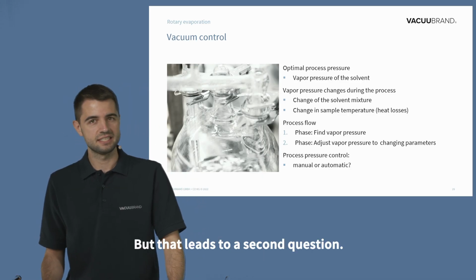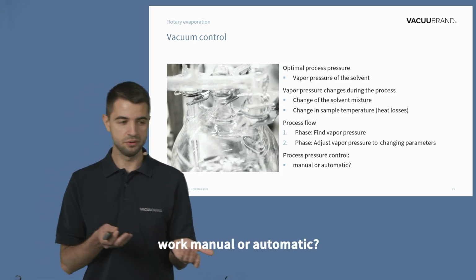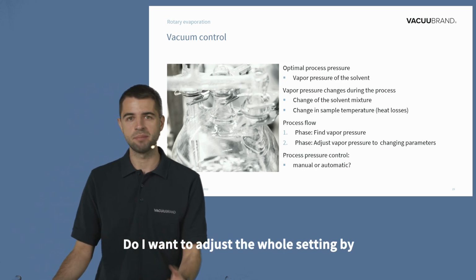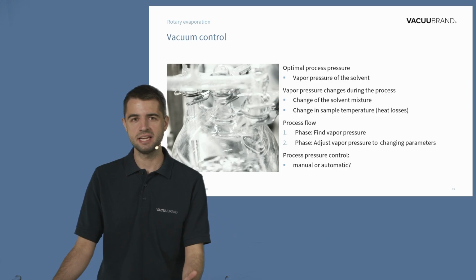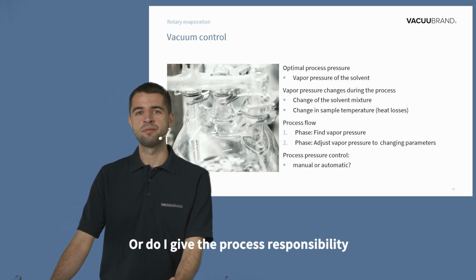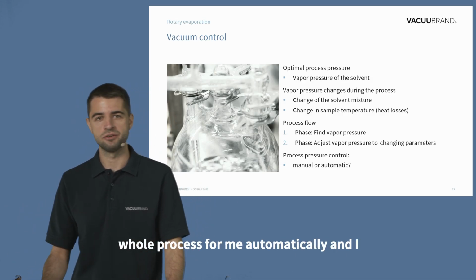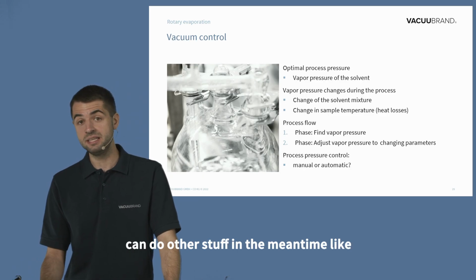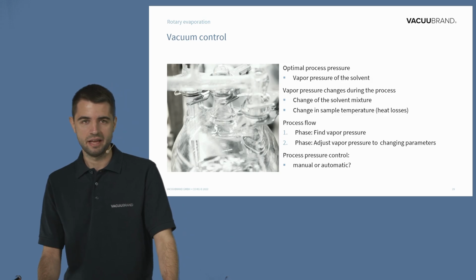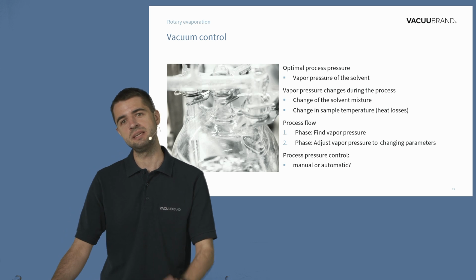But that leads to a second question. Should the vacuum control work manual or automatic? Do I want to adjust the whole setting by myself and so babysit my application? So that's obviously the manual control. Or do I give the process responsibility to a vacuum system that will guide the whole process for me automatically, and I can do other stuff in the meantime, like writing my lab journal or doing some other stuff in the lab? And to answer this question, let's have a deeper look into these two possibilities.